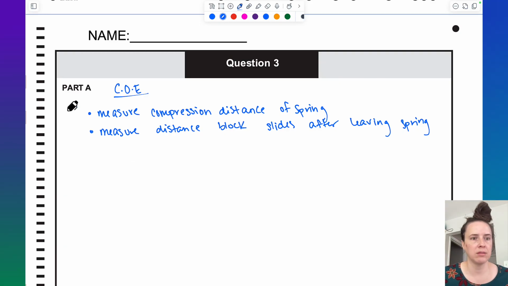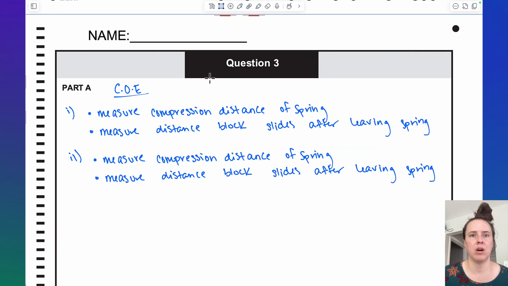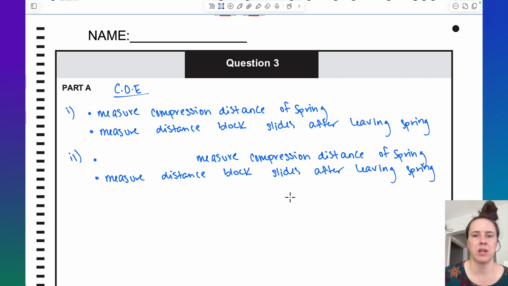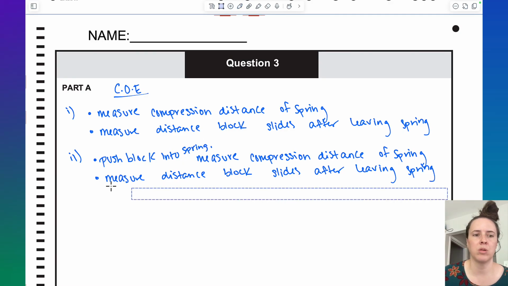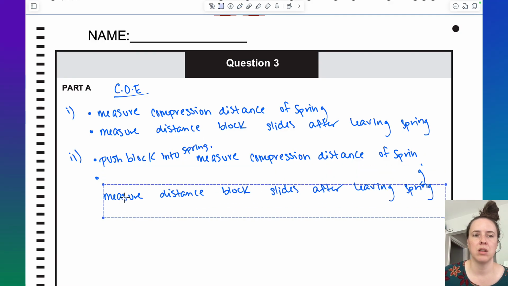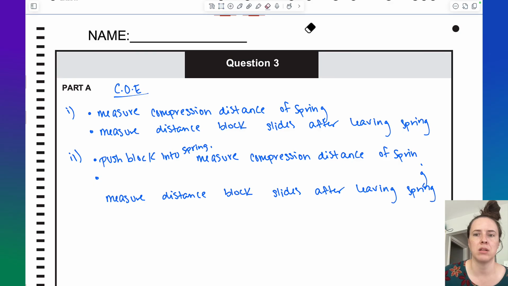So for II, so that's part I, for II, we want to describe a method to reduce experimental uncertainty. So we're literally just going to say what we did before, maybe adding a little bit. So I'm going to squish the block into the spring and measure that compression distance. So push block into spring. And then we're going to release and measure the distance that it slides.